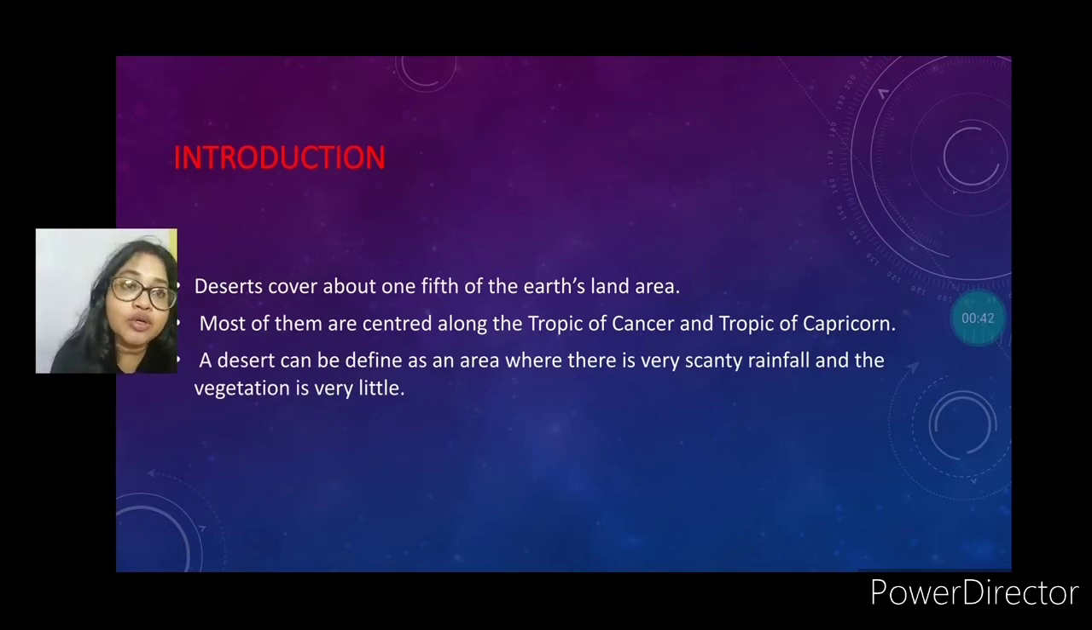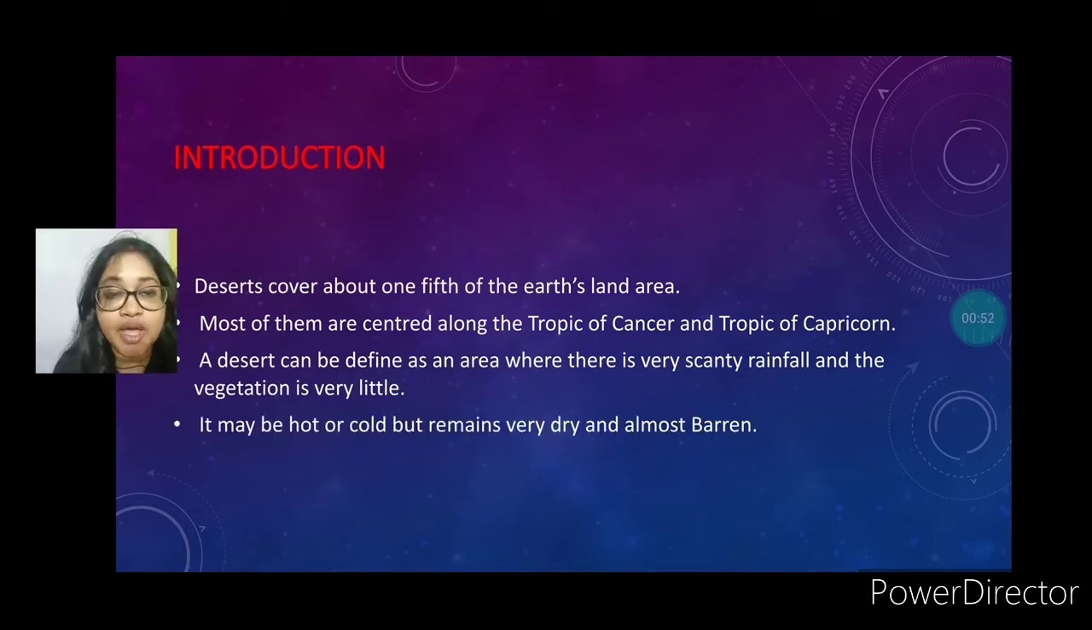Okay, and what is a desert? An area with very scanty rainfall and very little vegetation is known as a desert region. A desert can be very hot or very cold, very dry, and almost barren. You can see the barren land. Barren means totally blank region.